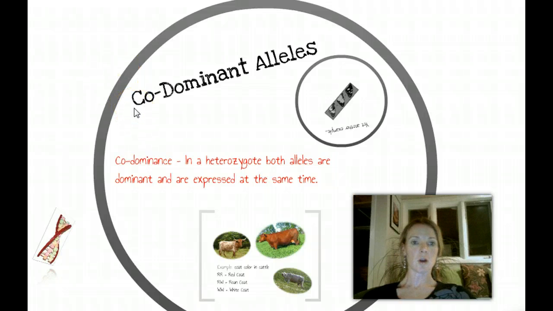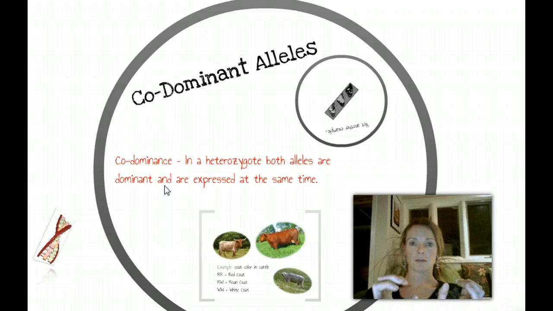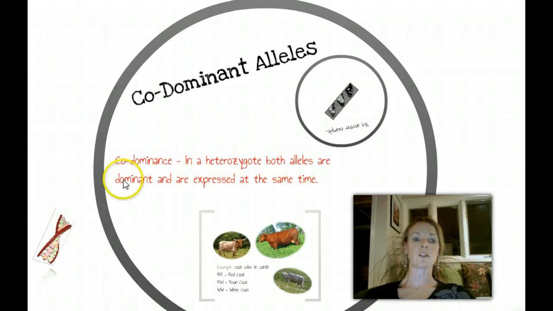So codominant alleles: when codominance is present, it's usually in a heterozygote, where both alleles are dominant and expressed at the same time. Remember, a heterozygote means that you have different alleles. Homo is the same, hetero is different. If we were talking about brown eyes, a heterozygous brown-eyed person would have the alleles big B and little b. So in a heterozygote, both alleles are dominant and expressed at the same time.